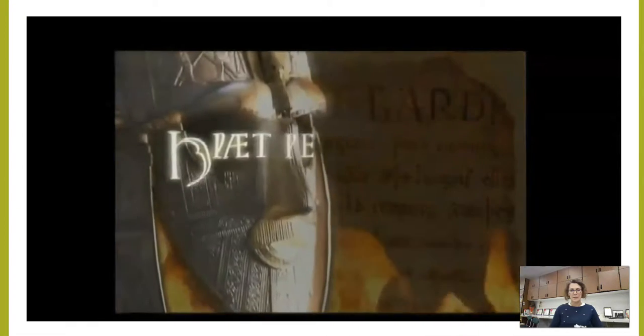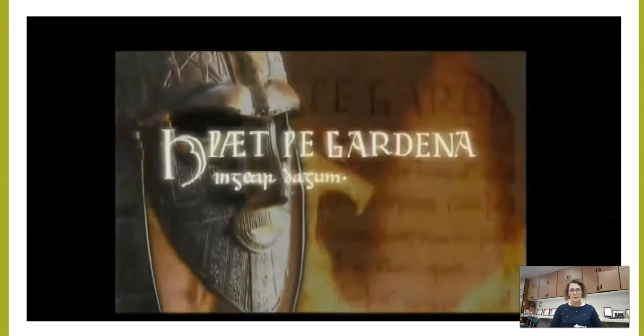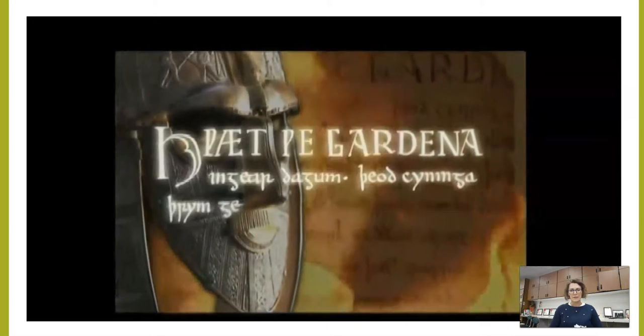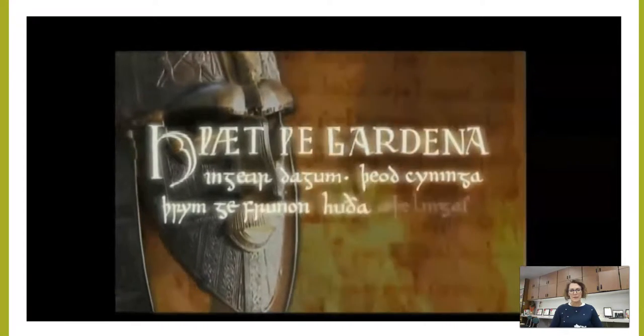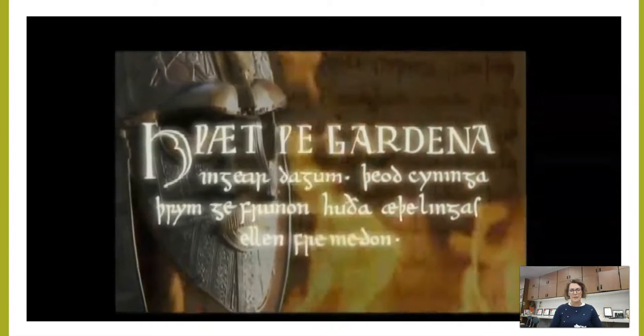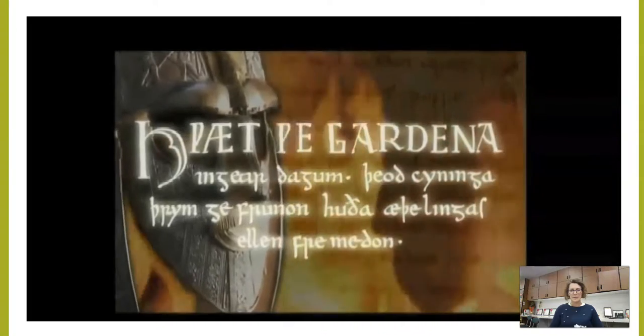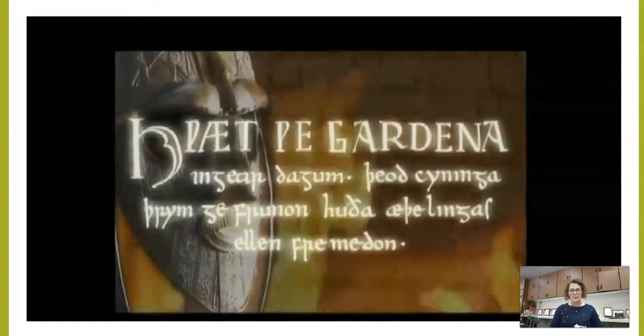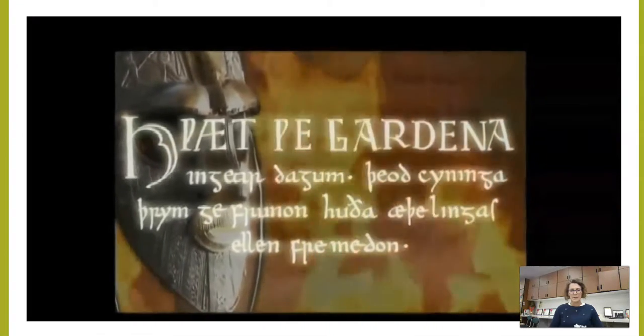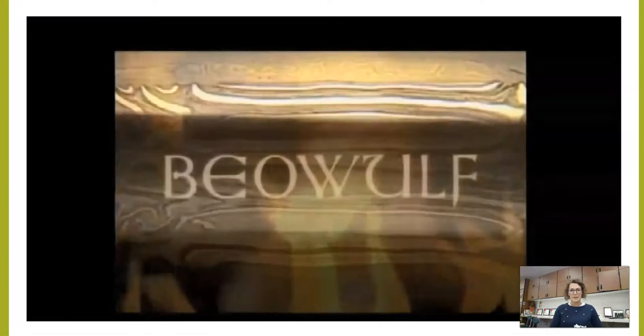What? We Gardena in Geardagum, Theodcyninga, þrym gefrunon. So, the Spear-Danes in days gone by, and the kings who ruled them had courage and greatness. We have heard of those princes' heroic campaigns.